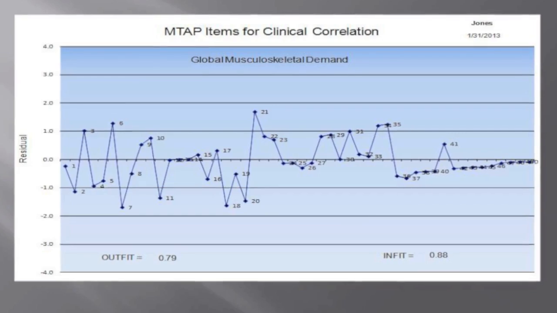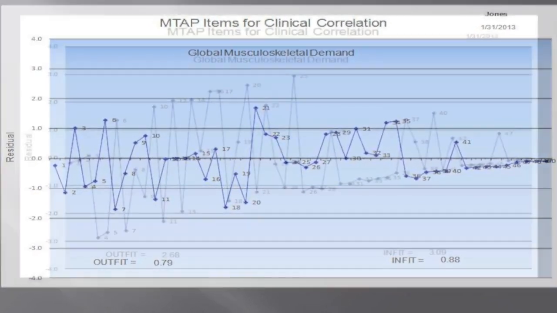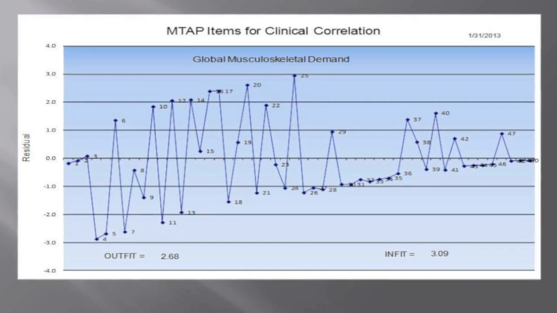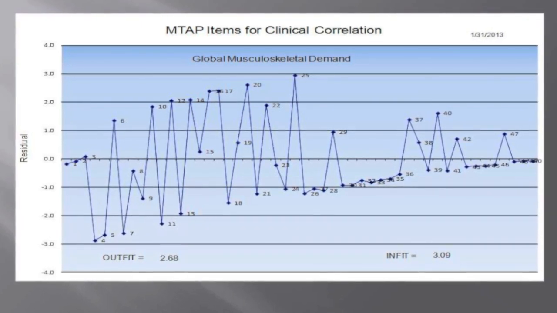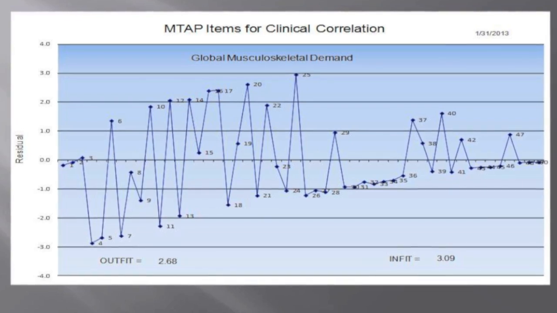Now let's enter the case study data into the answer sheet and hit Control B. This is what we get. My goodness, we're all over the map. The outfit and infit scores are very high. What the heck is going on?